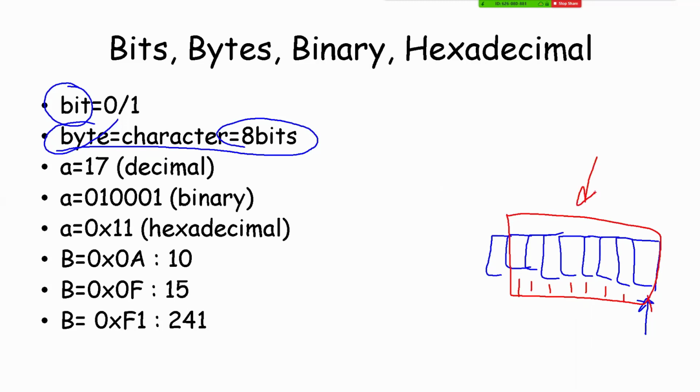In most programming languages, a byte and a character are the same thing. In MATLAB, 1 character is actually represented by 2 bytes.